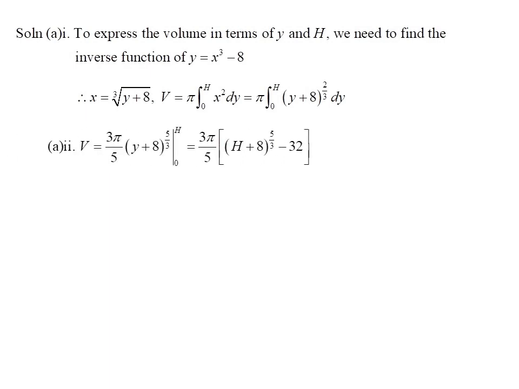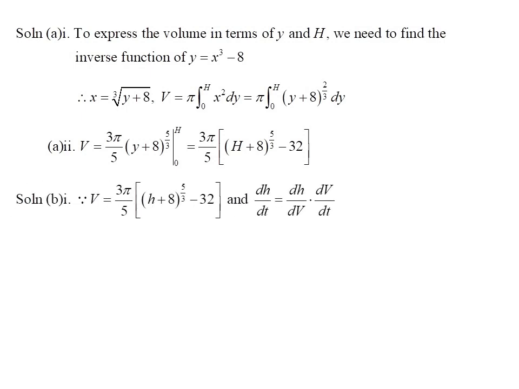Section 2 is to find an expression for the volume of the vessel in terms of h. Based on the integral expression of the volume in section 1, after being integrated, the volume equals 3π over 5 multiplied by (y + 8)^(5/3) from 0 to h, which equals 3π over 5 multiplied by [(h + 8)^(5/3) − 32].